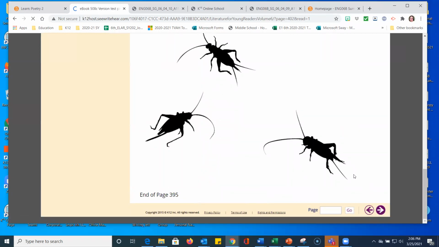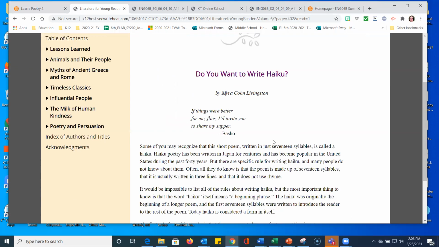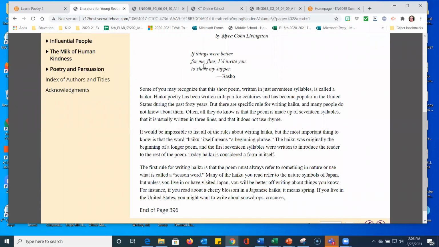All right. Do you want to write haiku? By Marian Colin Livingston. If things were better for me, flies, I'd invite you to share my supper. Basho. Some of you may recognize that this short poem, written in just 17 syllables, is called a haiku.